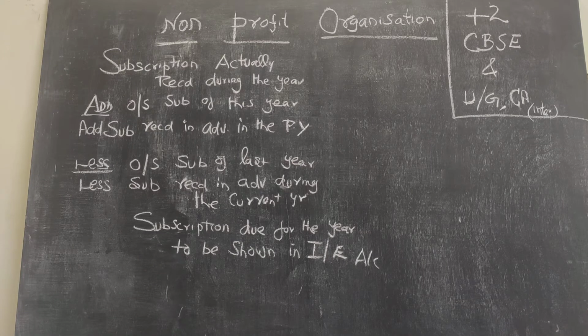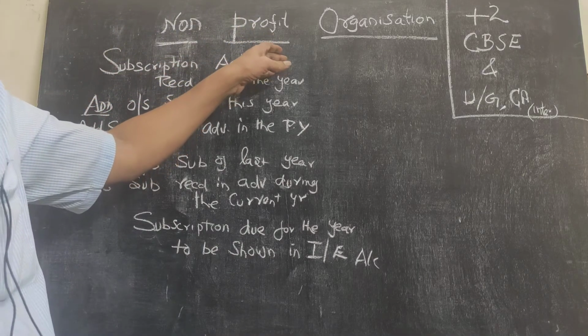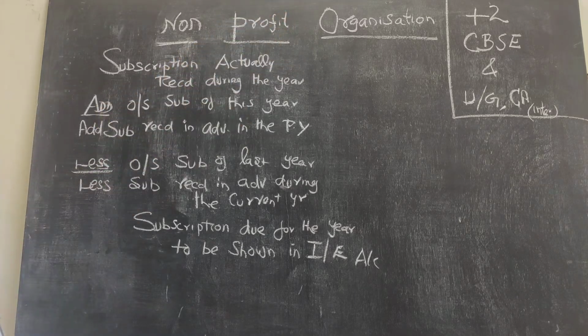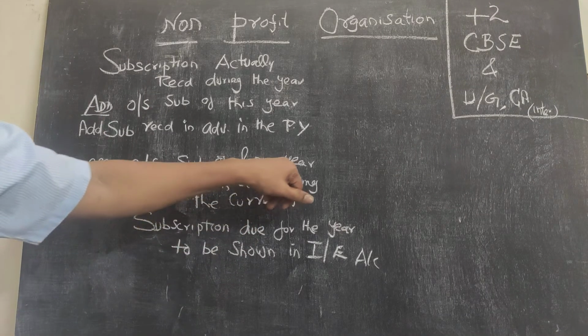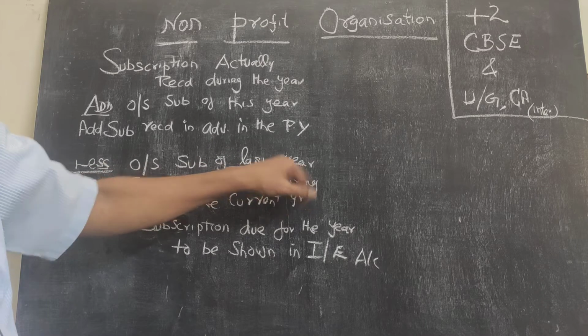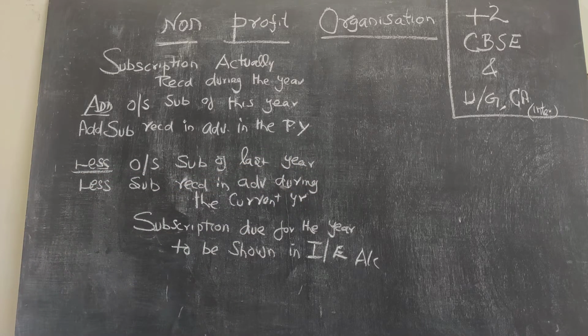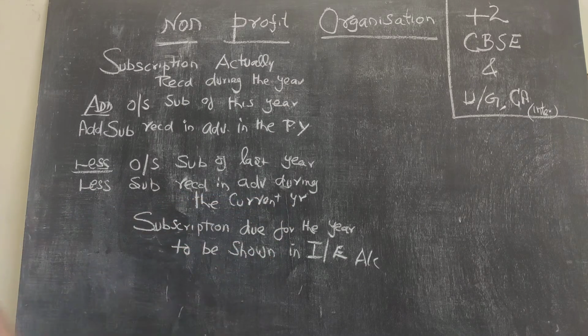They will be maintaining a receipts and payments account. In the receipts and payments account, they will show the subscription received during the year. The subscription received during this year may include the outstanding subscription of the previous years, and also the subscription received in advance during the year but pertaining to the next year.